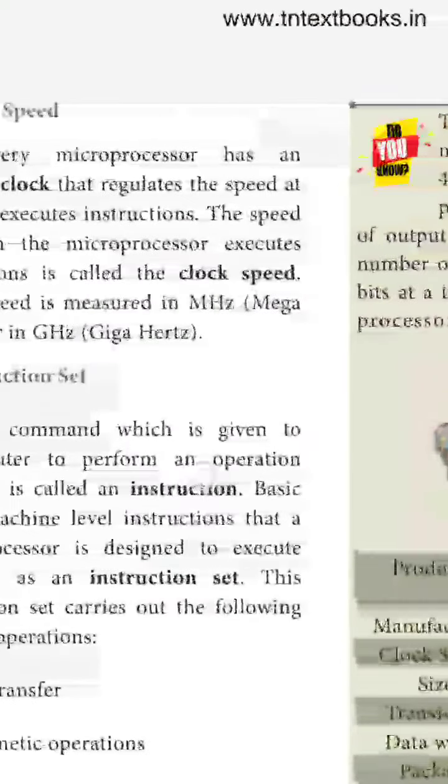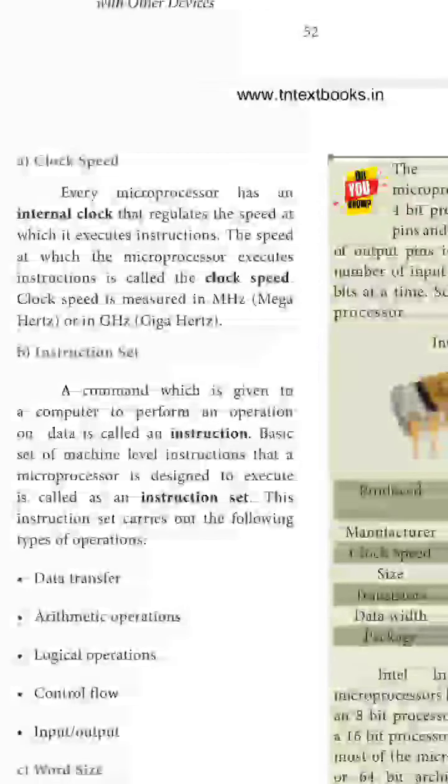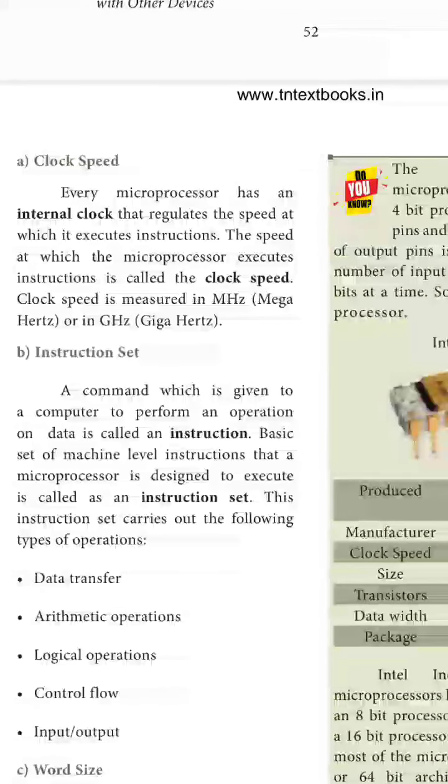Clock speed: every microprocessor has an internal clock that regulates the speed at which it executes instructions. The speed at which the microprocessor executes the instructions is called the clock speed. Clock speed is measured in megahertz or gigahertz.